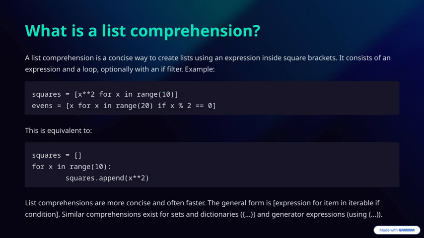In summary, list comprehensions are a concise way to generate lists directly, combining the loop and condition into a single, readable line. They are a key tool for writing efficient and elegant Python code, especially when working with data transformations.